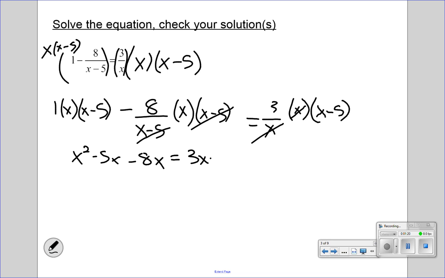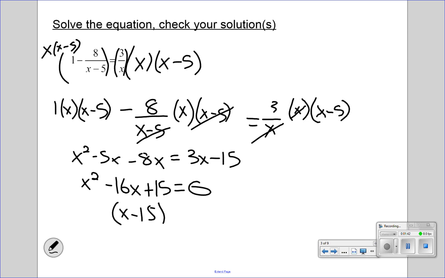equals 3x minus 15. We can do x squared, we're going to subtract our 3x minus 8x. Oh, sorry, if you do negative 5x minus 8x is negative 13x minus our 3x is negative 16x. We're going to add our 15. This factors into x minus 15, x plus 1. And so our solutions are 15, oh sorry, x minus 1. Making all sorts of mistakes. X minus 1. So it's 15 and 1.